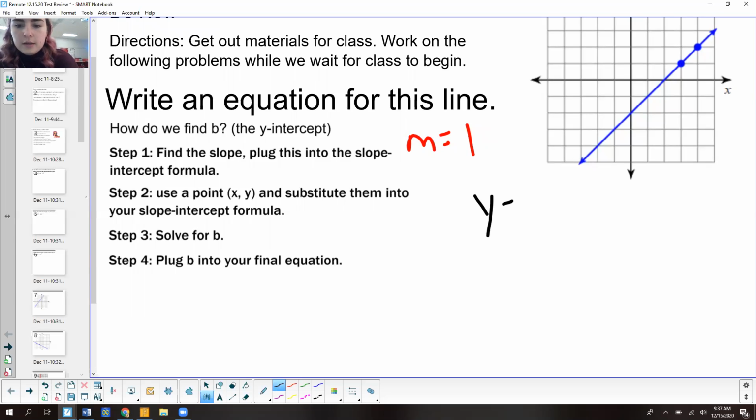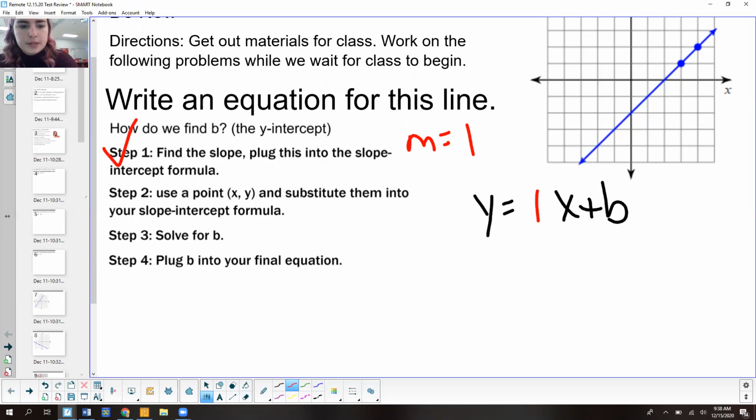We've got y equals mx plus b. You should have this formula definitely memorized, written down. This will be on your test for sure. All right, we're going to go ahead and replace that m with 1. And the reason we're doing that is because that's what our slope was. Our slope was 1. So y equals 1x plus b.